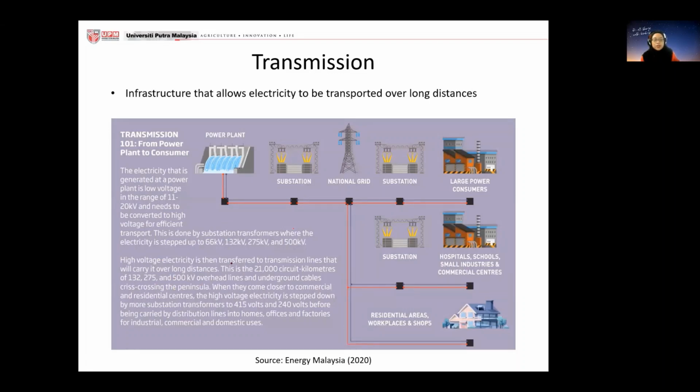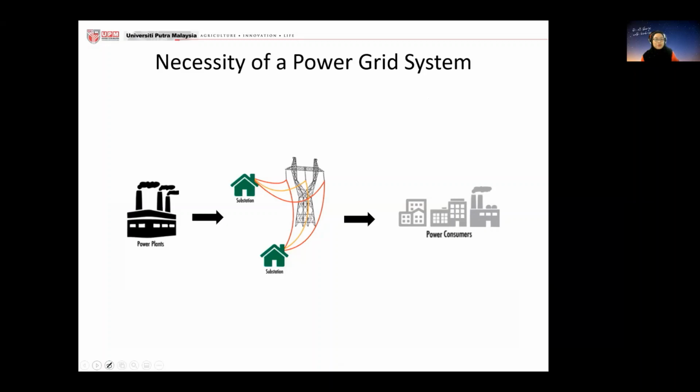However, what I want to highlight here is the national grid. The national grid is what we have in Malaysia, although other countries have their own version of a grid. So what exactly is a power grid? Imagine, using the same basic concept, you have your power plants generating the power, then you transport that over distances through transmission, and then distribute that to the consumers.